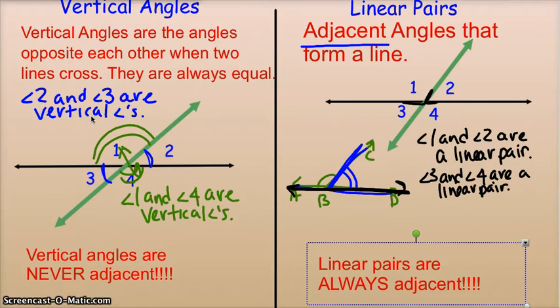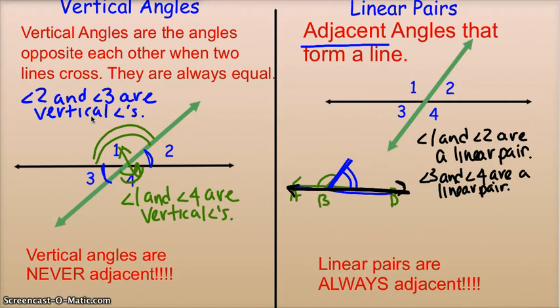I can go the other way. Geometry stinks sometimes because there's lots of ways to see something. I could go, I need another color, red. I could go this way, and I could look at angle 1 is butted up against angle 3, and together they form a line. Angle 1 and angle 3.